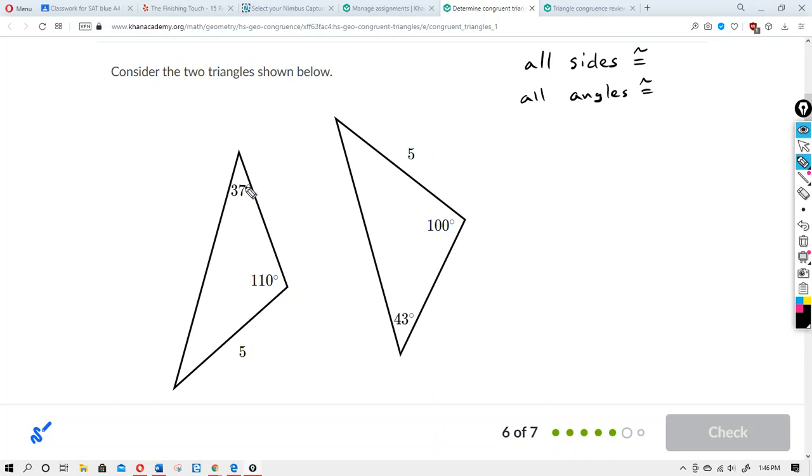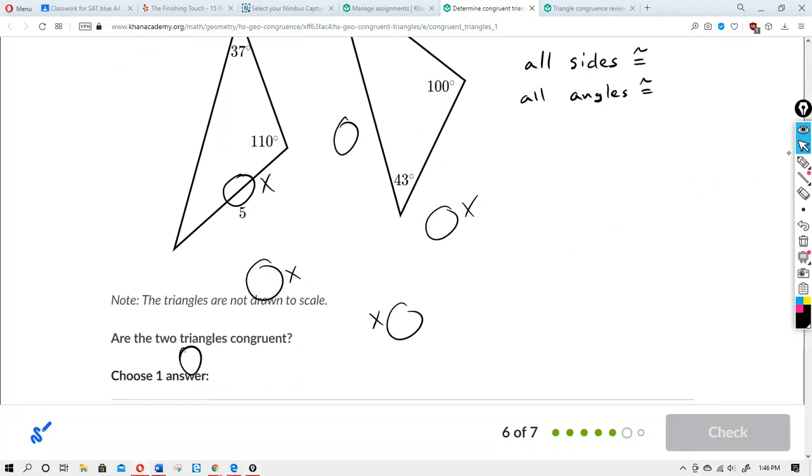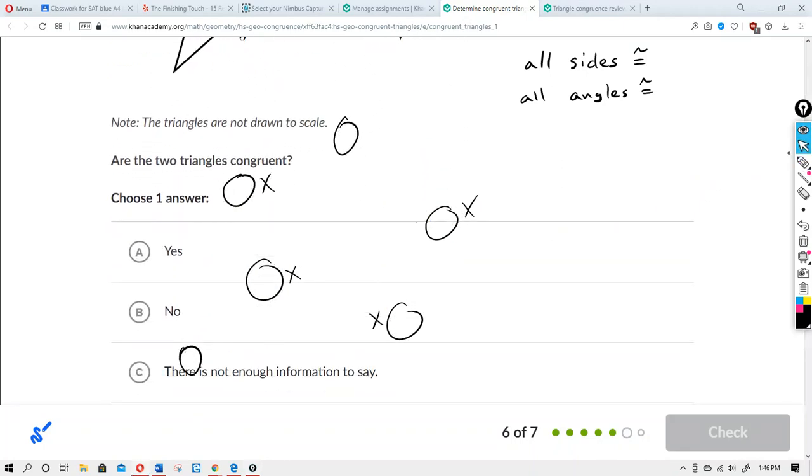So already, here's a 37 and a 110. Here's a 100 and a 43. We can find the third angle if we want, but already you can see that the angles don't match. So these are definitely not congruent. So the answer is no.